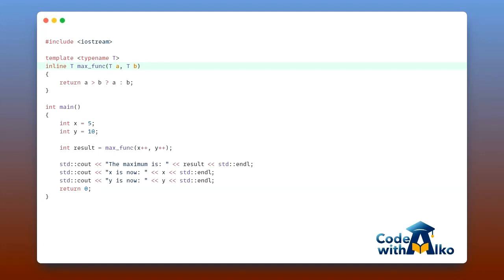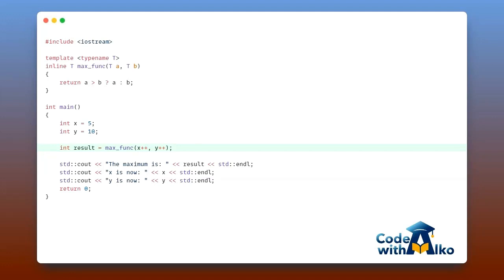This inline keyword is basically a suggestion to the compiler. It suggests that the compiler can directly place the function's code where it's called. This eliminates the overhead of an actual function call, making it just as fast as a macro. But here's the crucial difference. This is a real function. This means it follows the normal rules of C++ functions. So when we call our function using x++ and y++, both arguments are evaluated completely before the function actually runs.